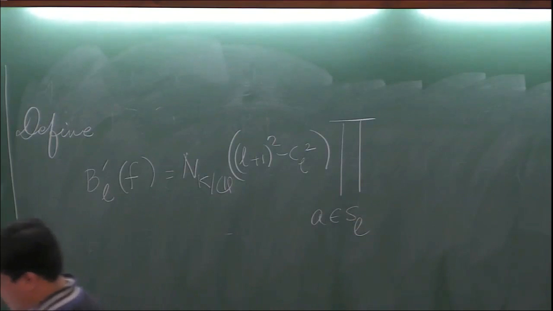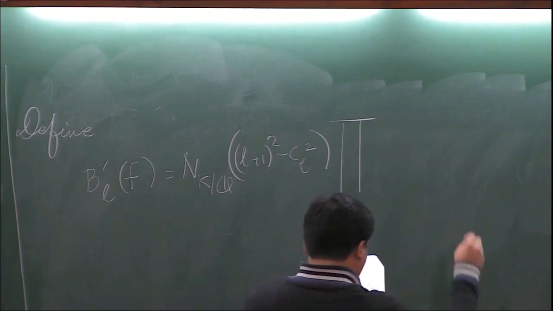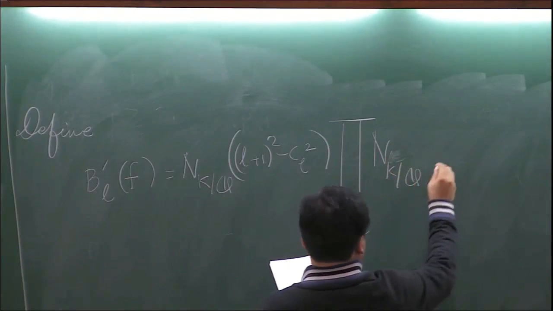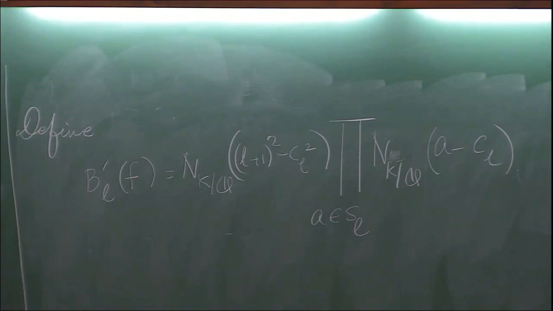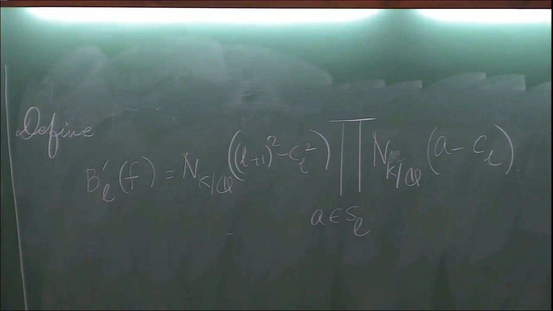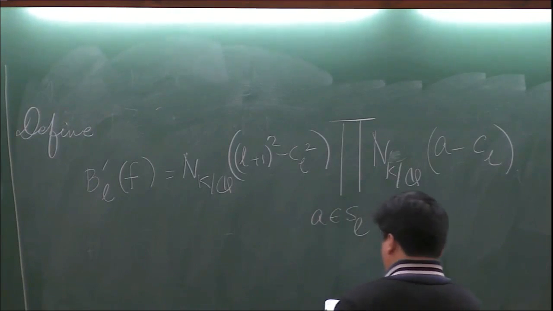So did I have an S_L here? Maybe I write an L here so that I know this L is here. And then the norm of K over Q of A minus CL. So instead of looking at the A_L(E)s, what I have done is I'm looking at all the possible integers that lie between minus 2 root L and 2 root L, and I'm making this product. So this removes the dependency on the A_L(E)s. So somehow I can run this independently, no matter what elliptic curve I have.